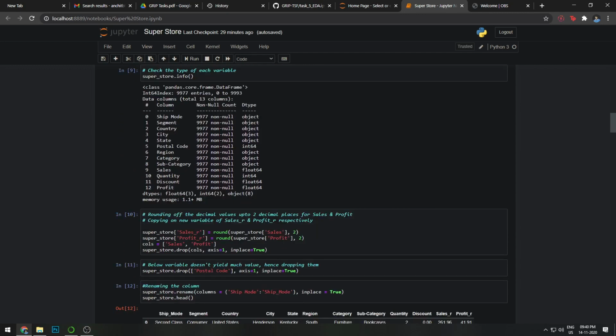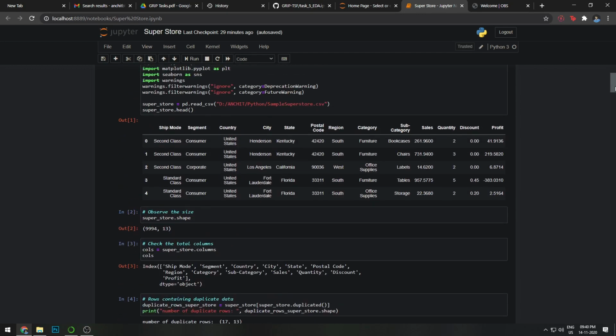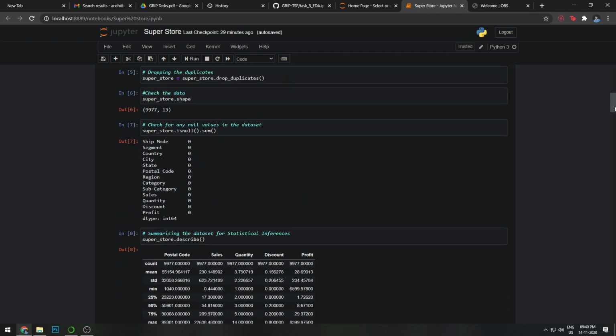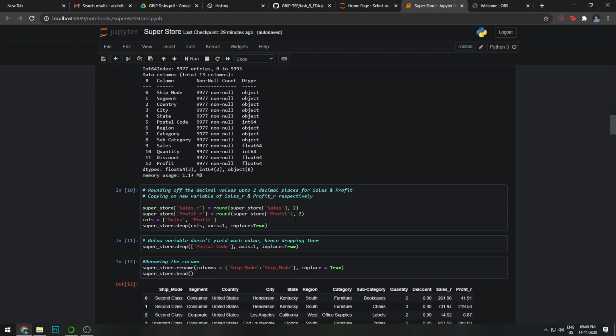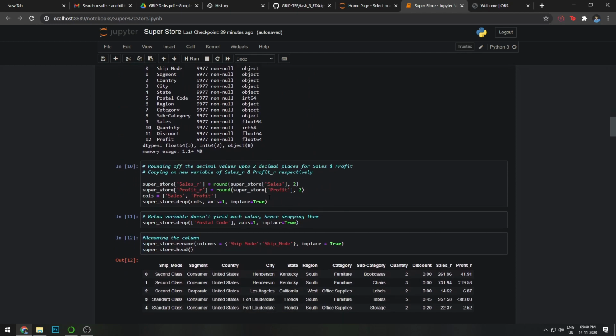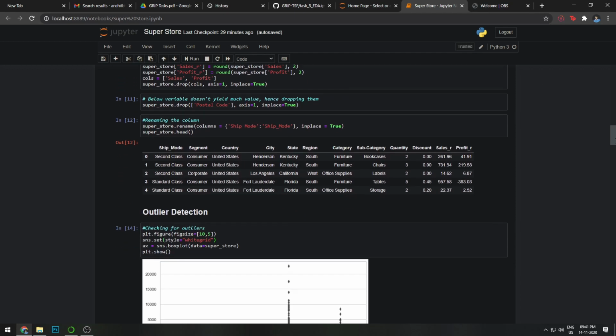Now as we can see, the sales and profit were basically rounded up to 4 decimal places. So just for easy interpretation, we'll round them to 2 decimal places. Now we'll try to remove some of the variables which are not of much importance to us, in this case the postal code. We'll drop that column. We'll do certain other analysis on this. We'll also rename the ship mode for easy interpretation.